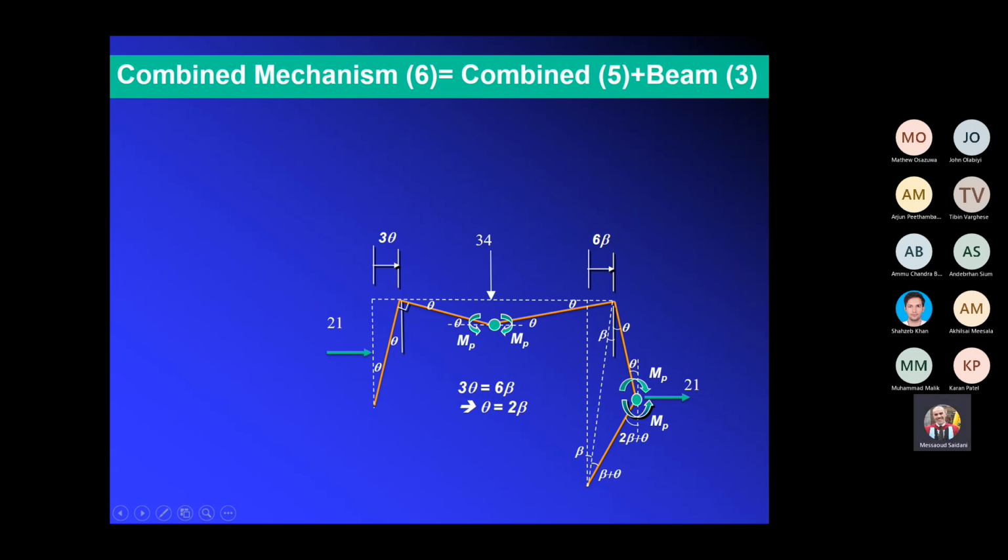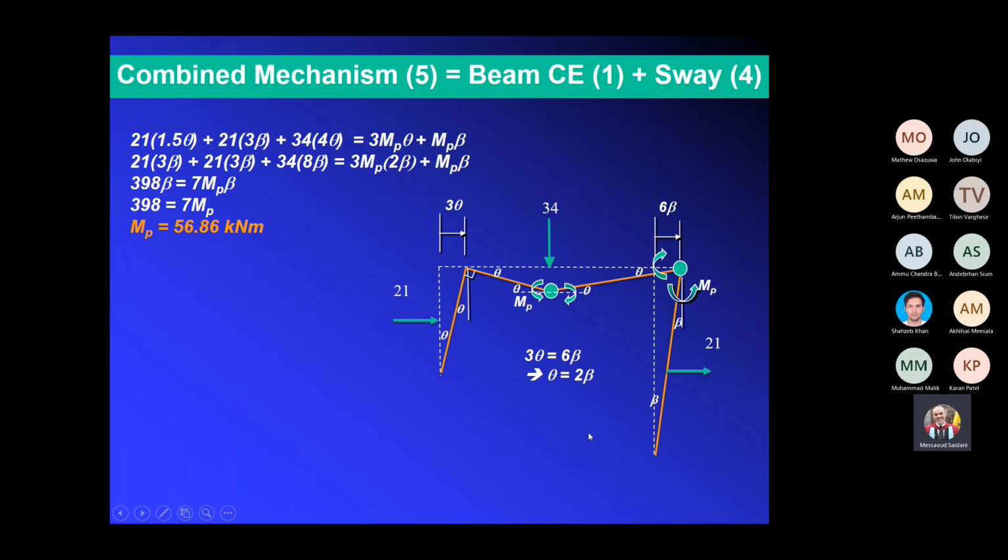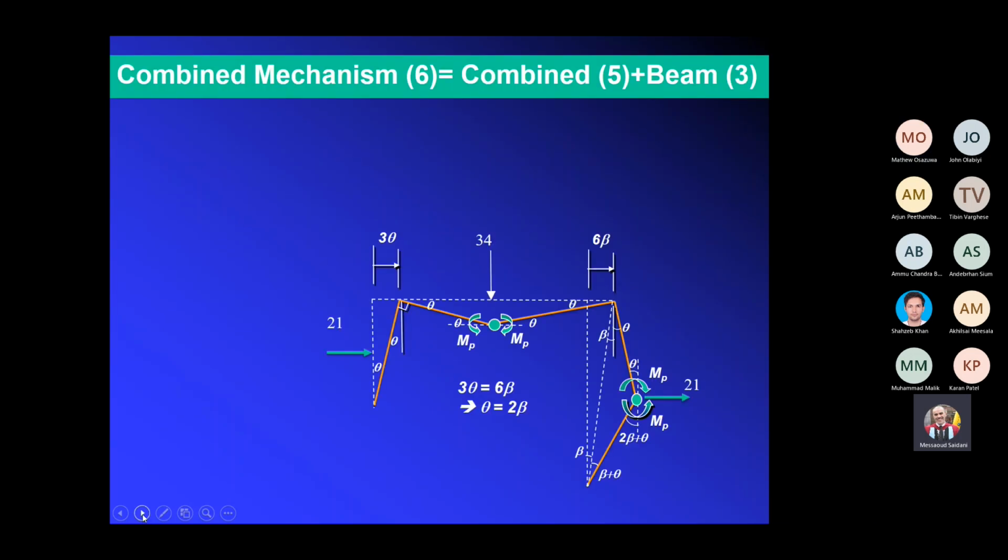So what I've done, I repeat again, I've taken this mechanism here, which is already a combination of CE and sway. I've taken this mechanism and I've combined with it the beam mechanism for this part here, okay? And when you put them together, this is what you get. Now we have a hinge at this point here in the middle, and we have the hinge there.